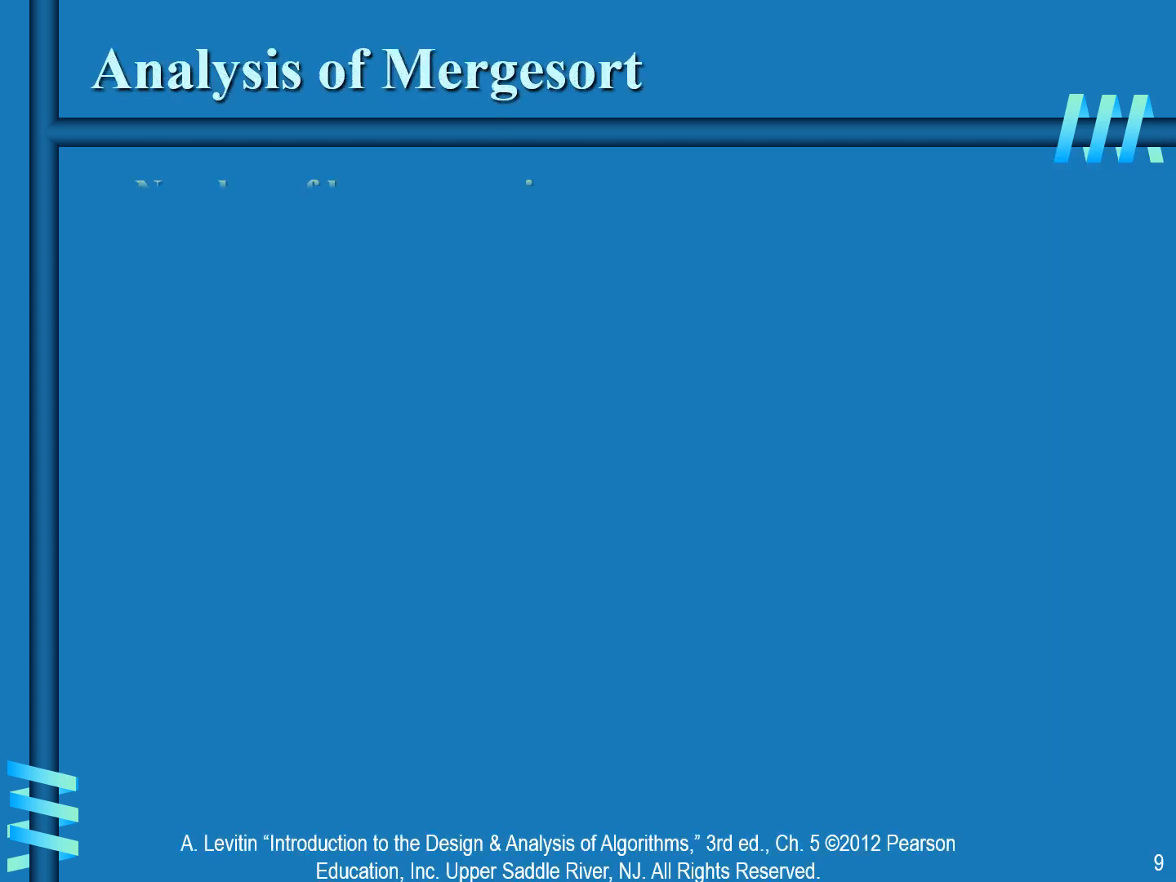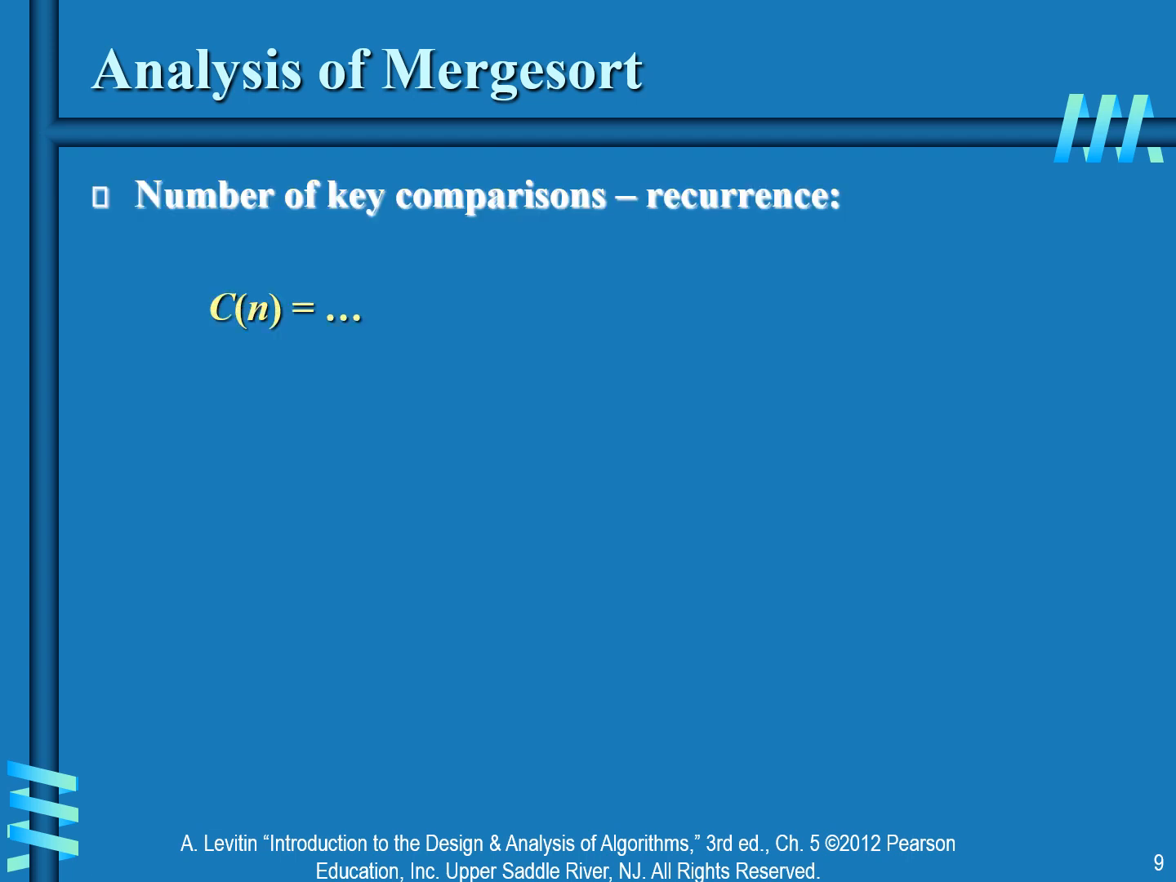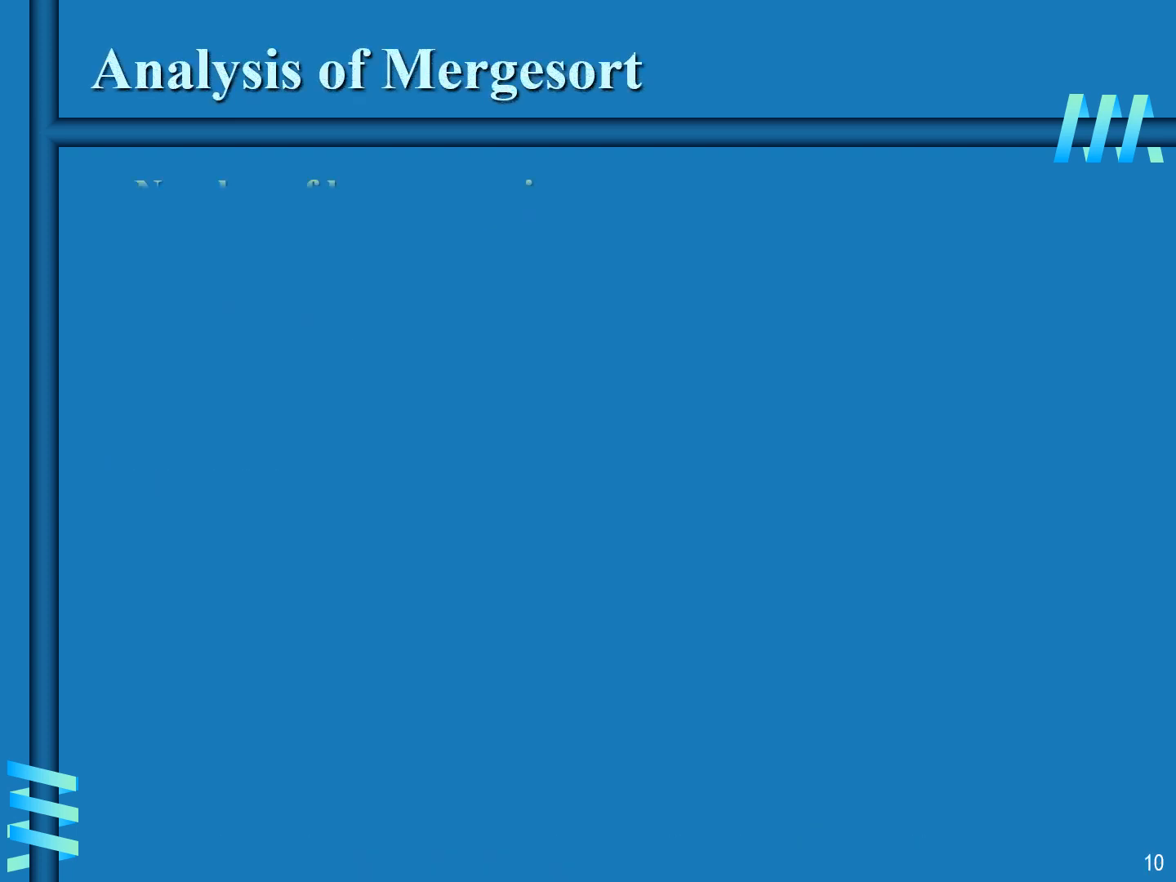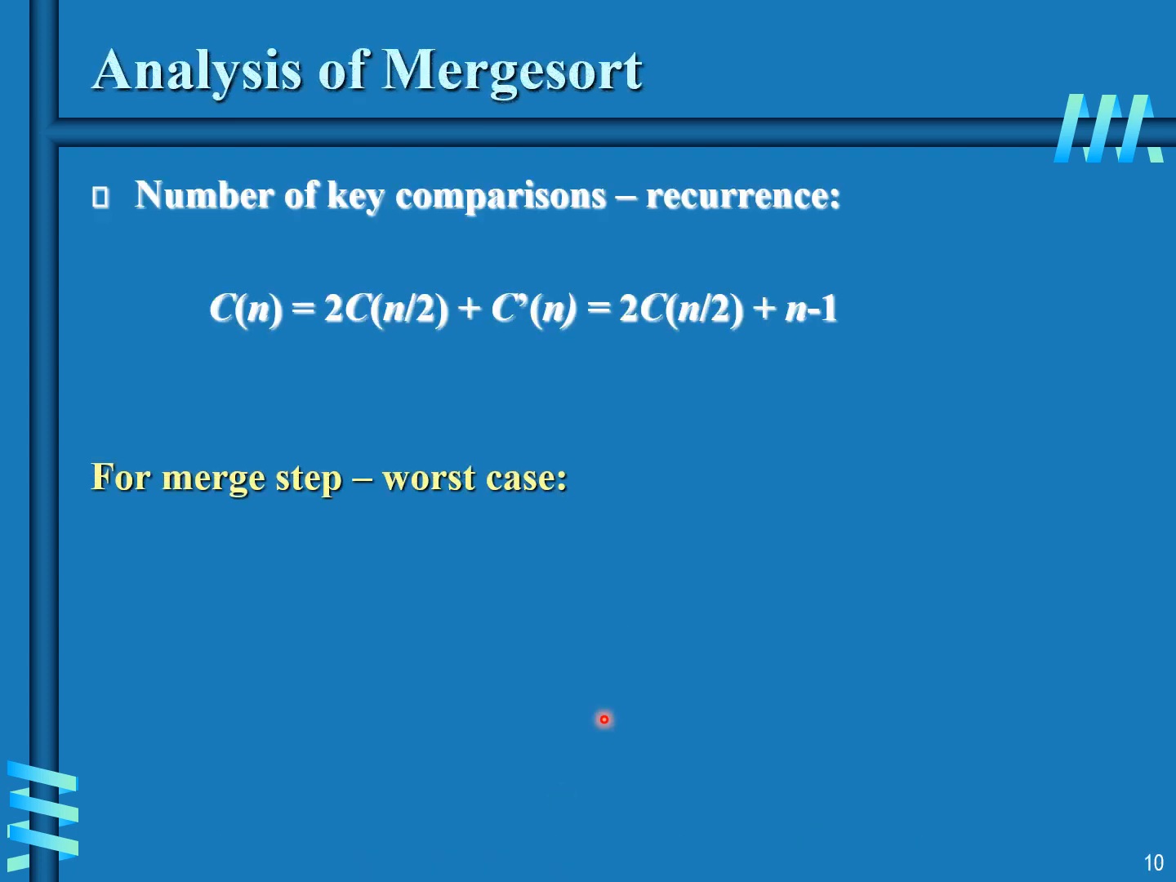So when coming to the analysis of merge sort, here the basic operation is the comparison. So we have to form the recurrence now. We denote the number of comparisons by C, so C(n) = 2C(n/2) + C'(n), which is equal to 2C(n/2) + n - 1. I'll tell you what that is.